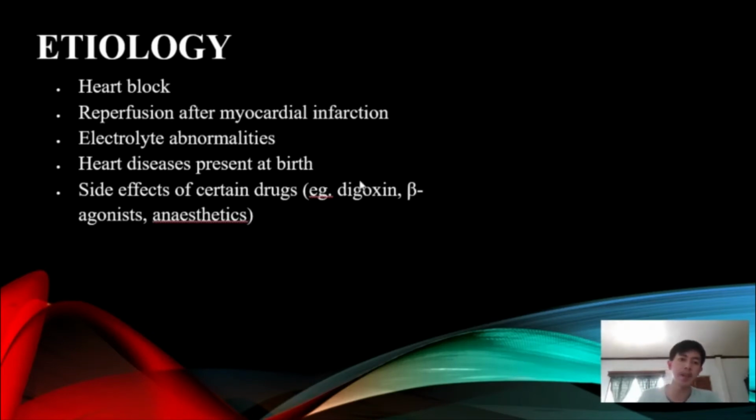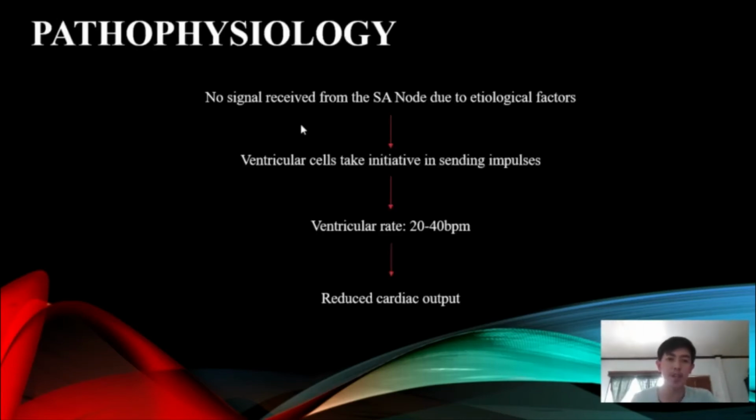Its etiology may come from a heart block, reperfusion after myocardial infarction, electrolyte abnormalities, heart diseases present at birth, side effects of certain drugs such as digoxin, beta-agonists, and anesthetics. Its pathophysiology starts as there is no signal received from the SA node due to the etiological factors mentioned. Ventricular cells take the initiative in sending impulses. The ventricular rate is 20 to 40 beats per minute, and that is a reduced cardiac output.